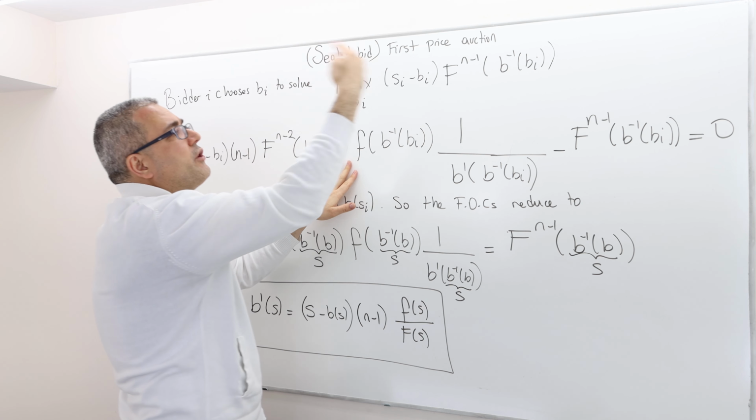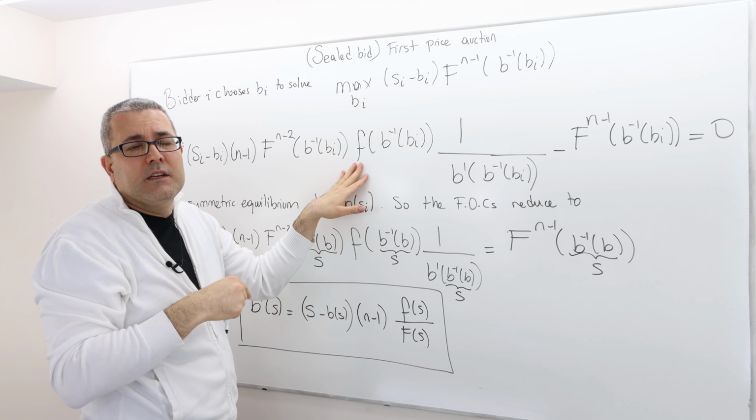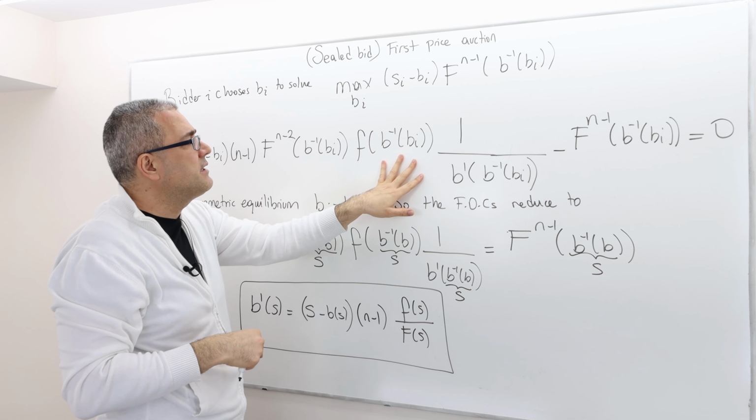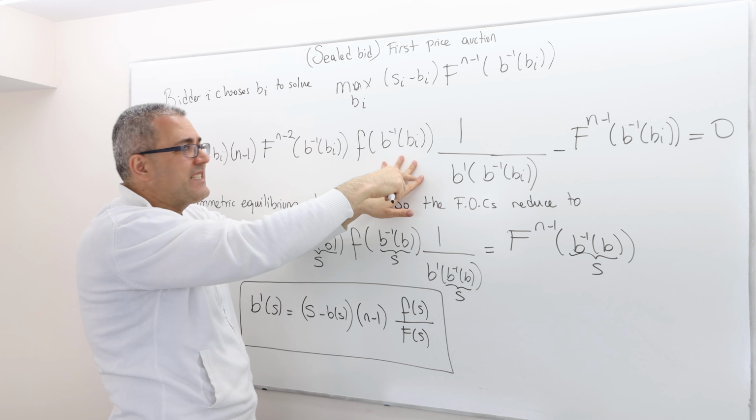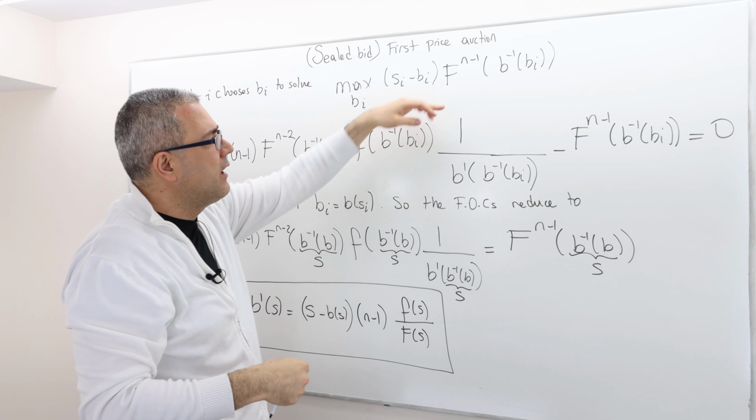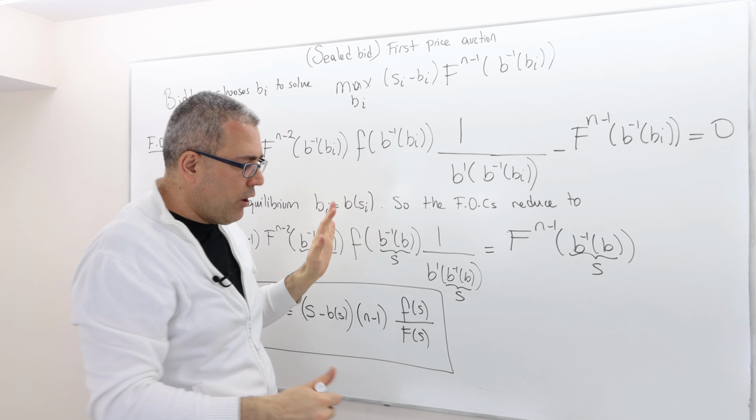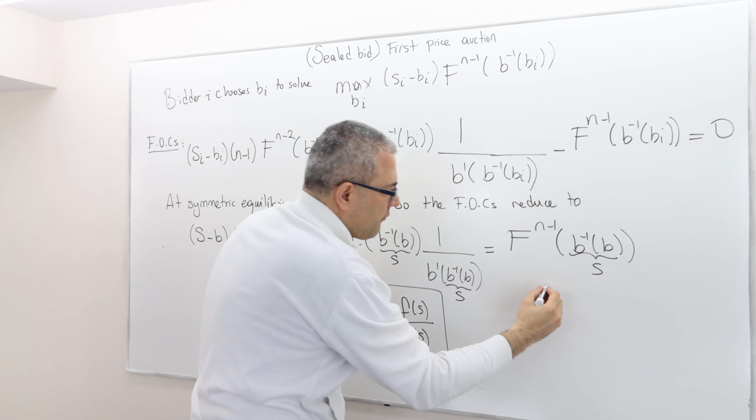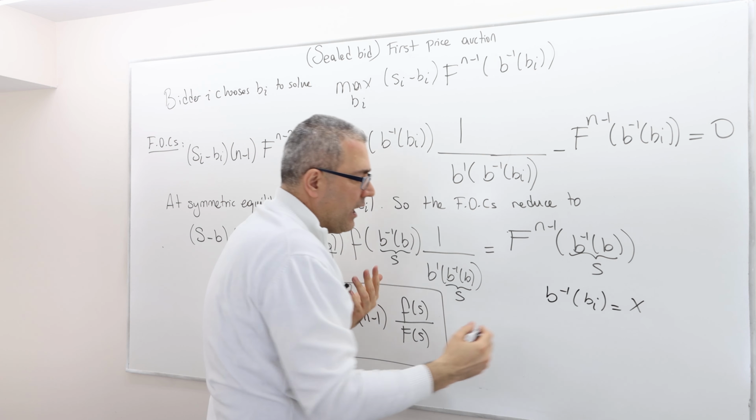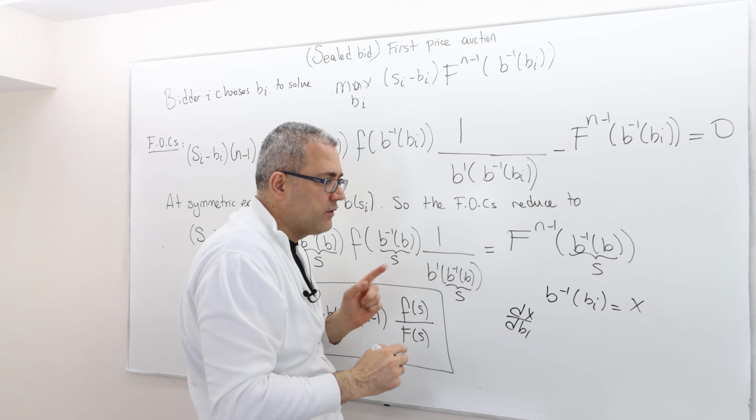And then remember the derivative of the cumulative distribution function F, small f, inside remains. And then we take the derivative of the inside. So the derivative of b inverse of b_i is nothing but 1 over b prime of b inverse of b_i. Well, how do we know that? Kind of simple. So b inverse of b_i, let's call it x. I want to calculate dx/db_i.